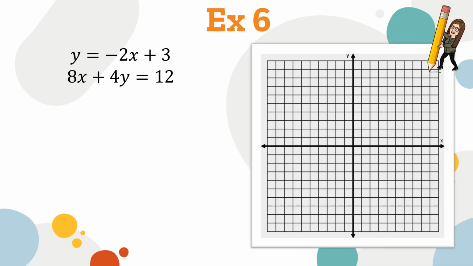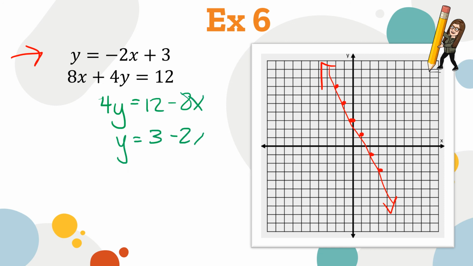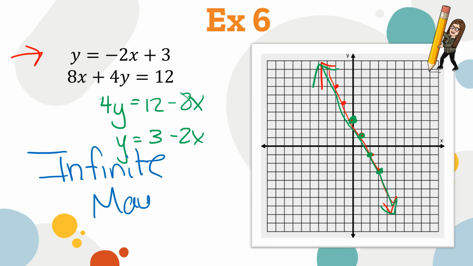All right, let's practice one more. The first one already solved for me. Perfect. Start at 3, down 2, right 1, down 2, right 1. Okay, make sure your graph is clearer than mine, please. This one I need to solve. So I'm going to subtract 8x to the other side. I'm going to divide everything by 4. Wait a second, I'm starting at 3, down 2, right 1. Notice it's the exact same equation, so it's the exact same line. So we need to write infinite many solutions.